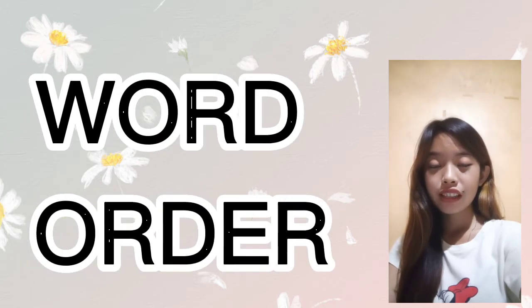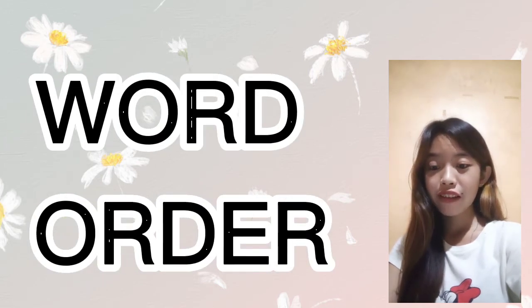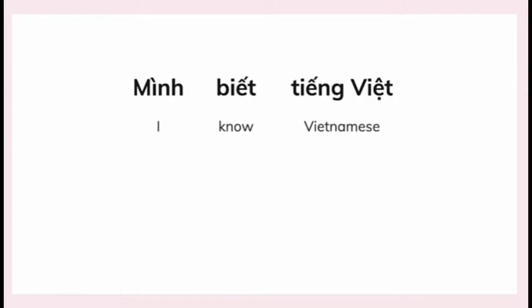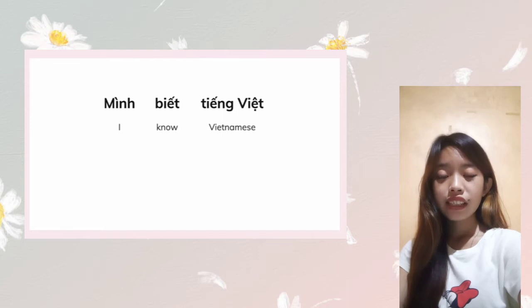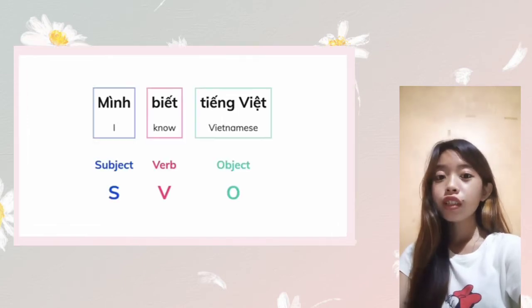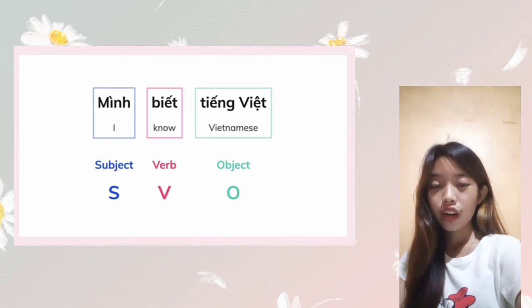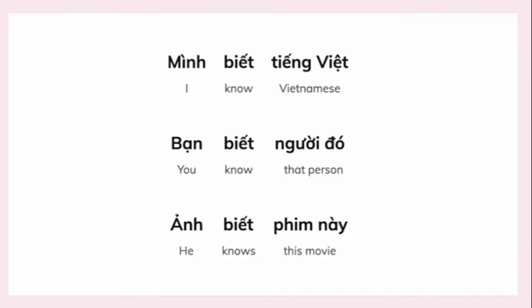Now, the basic word order of Vietnamese is the same as the English language. I have an example here. I know Vietnamese. In Vietnamese, we say mình biết tiếng Việt. As you can see, both sentences are in the same word order of subject, verb, and object, or SVO for short. Let's take a look at more examples. Bạn biết người đó. You know that person. Ảnh biết phim này. He knows this movie.